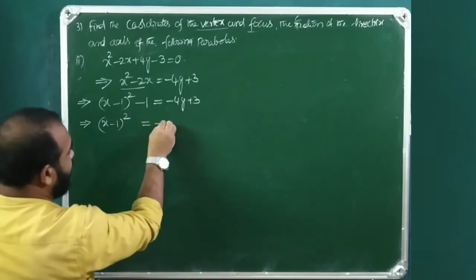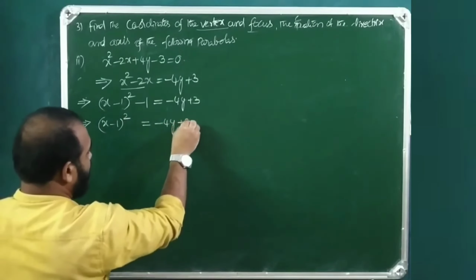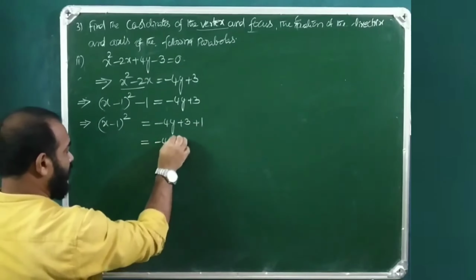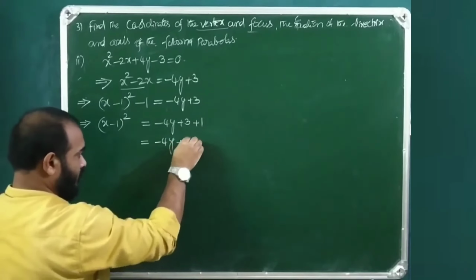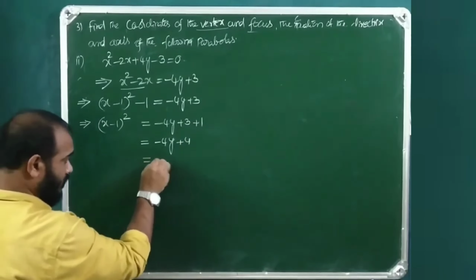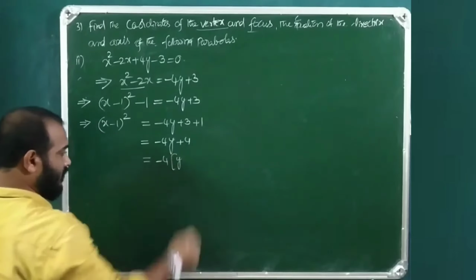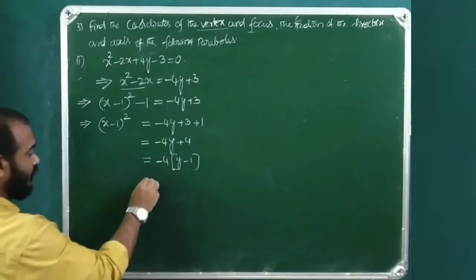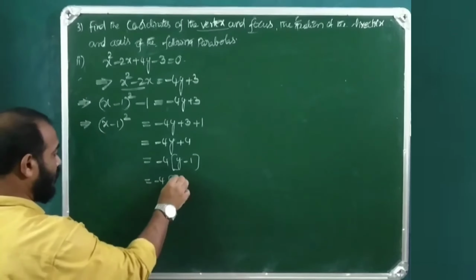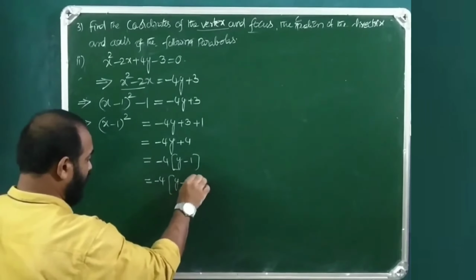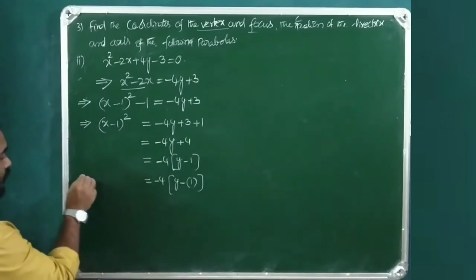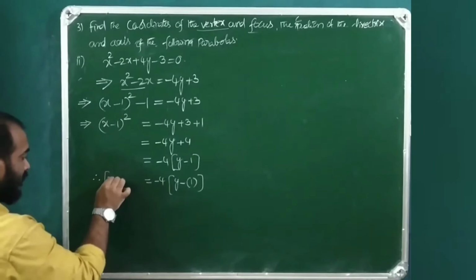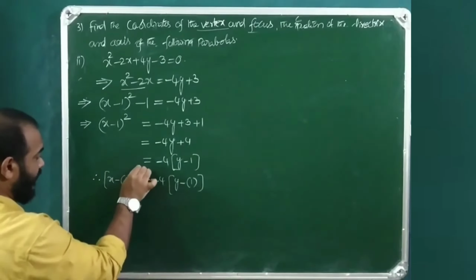equals minus 4y plus 3 plus 1. This is equal to minus 4y, 3 plus 1 is 4. Take minus 4 as a common. Then I will be left with y minus 1 here. So, this is equal to minus 4 into y minus 1. This is equal to x minus 1 whole square.